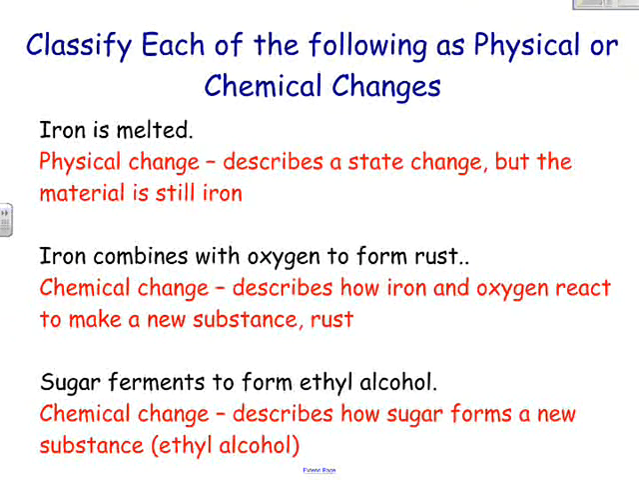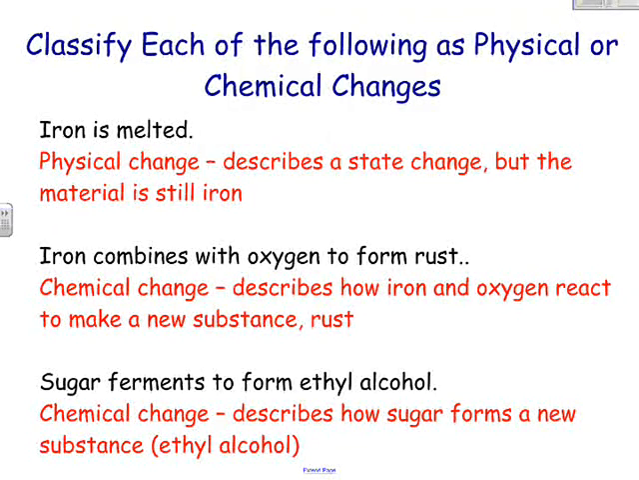Iron is melted, and obviously this is going to be a physical change similar to melting water. You still have iron, it's just in a different state. Iron combines with oxygen to form rust, so here's a chemical change. So the iron and the oxygen actually react together to form a new substance with new properties. Nice shiny iron is a silvery color. Oxygen's a gas, and that substance you're forming, that brown kind of brittle substance, doesn't have anywhere near the properties of what you started with.